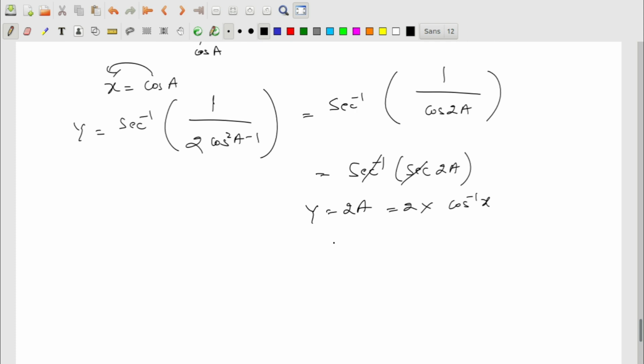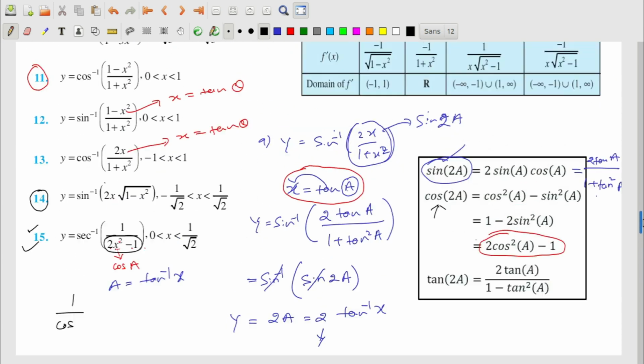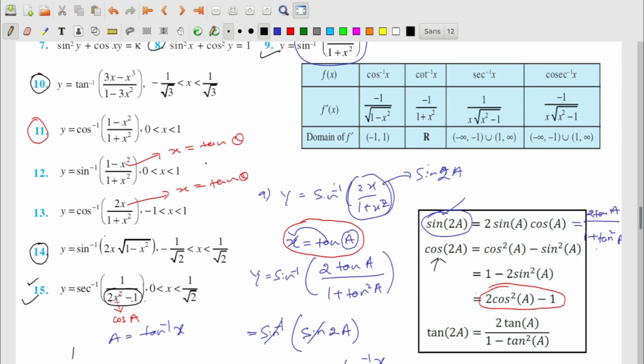Right. Now dy by dx is 2 into the derivative of cos inverse x. What is the derivative of cos inverse x? Minus 1 divided by root of 1 minus x square. That's it. Right? So this is my required derivative. Hope this video helps you to find the derivative of inverse trigonometric functions with complicated expression.